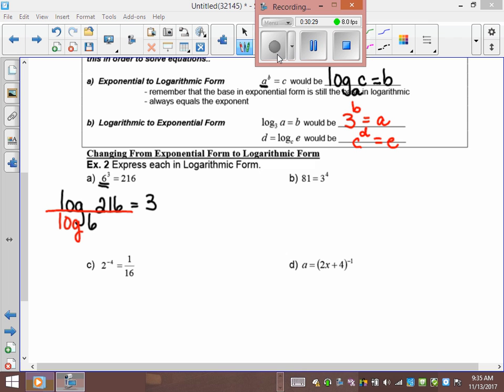Okay? If you didn't get 3, you probably didn't close a bracket. Make sure you close the bracket behind the 216. Or it's like dividing a log in a log, which is really weird. If you have the TI-83 calculators, this is the only way you're going to be able to do it.